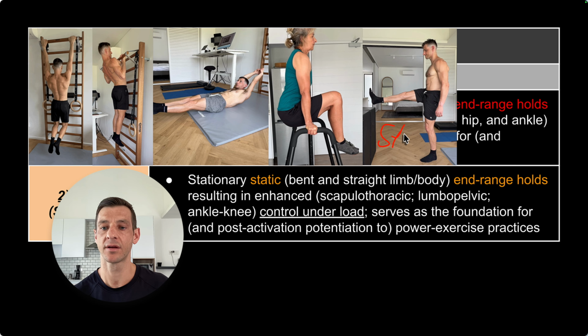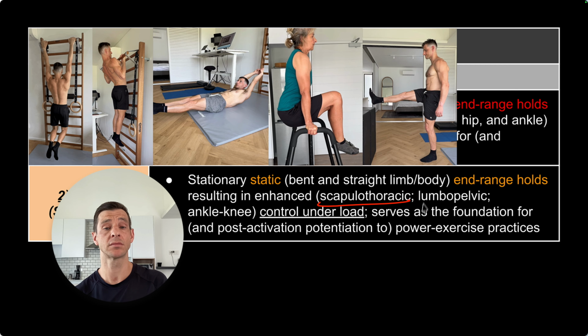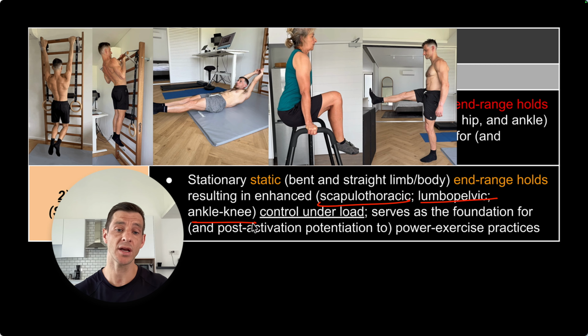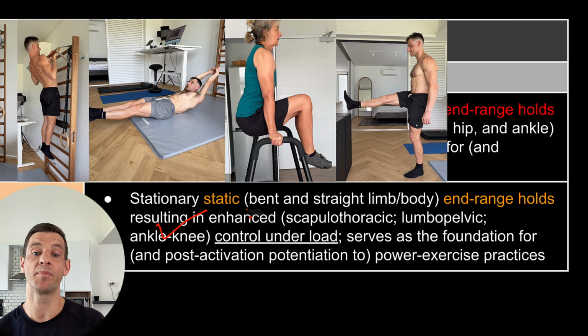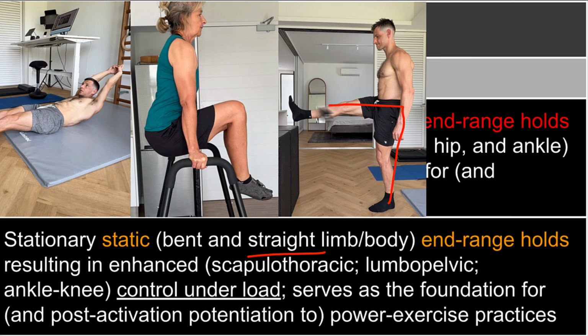For our fifth stability hold, I'll let you guys take this one. Is this upper body? Is it core? Is it lower body? If you guys said lower body, you guys are correct. Is it bent leg, straight leg? I think if you guys said straight leg, you guys are not blind. And finally, it's an end range hold because this is as high as I can lift my leg in a static stationary position.